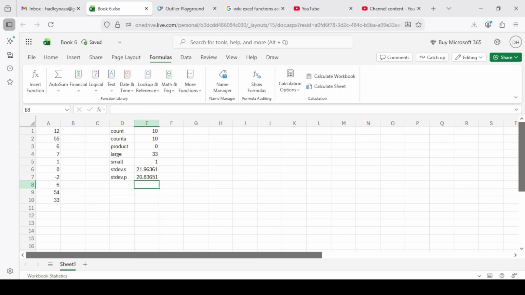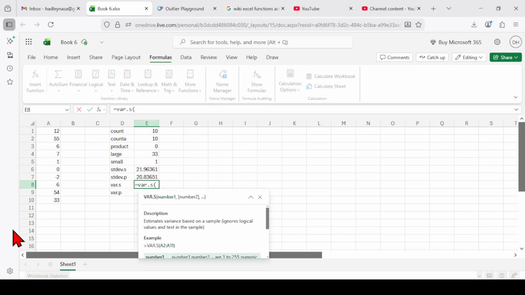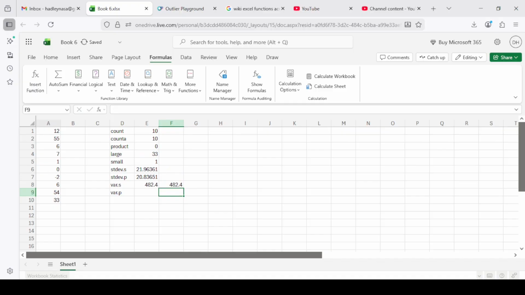So not very different, but slightly different. Another one is the variance. The variance is basically the standard deviation squared. It's the same kind of thing. So VAR.S, VAR.P. Equals variance.S shows basically that number squared. So, if we go equals this guy squared, I get the same thing. So that's how variance works.